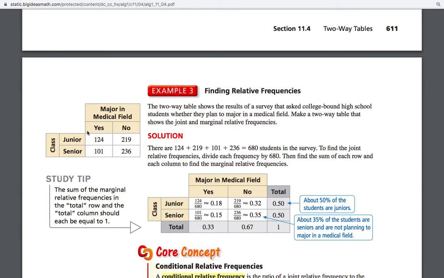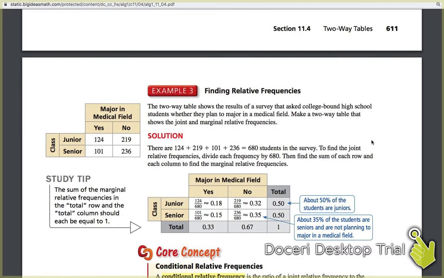So we see it here. Okay, we see this. There's 680 total students in there. If we were to create those marginal frequencies, right? We create those marginal frequencies. This number right here would be 680. That's the number that we're dividing by. So you see each one of these you're dividing by 680. So you're taking each one of those and dividing by 680 to get a decimal.